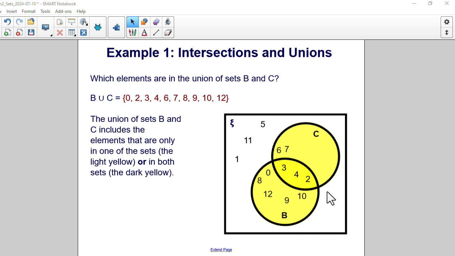So expanding on this a little bit further, think of union as combining the two sets. Everything in set B is combined with everything in set C, including the overlaps. So you'll notice here that 2, 3, and 4 are in the overlap or the intersection. They're also included in the union. One other thing I want to point out is that the numbers 1, 5, and 11 are not included in the union of set B and C because those three elements are in neither set B nor set C.